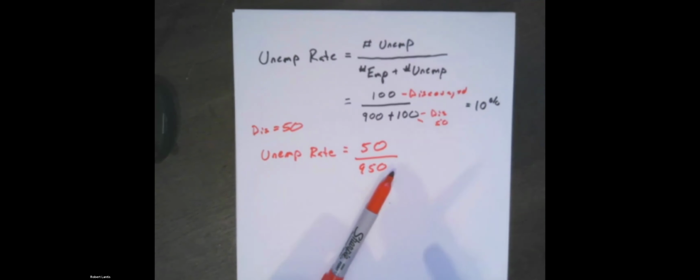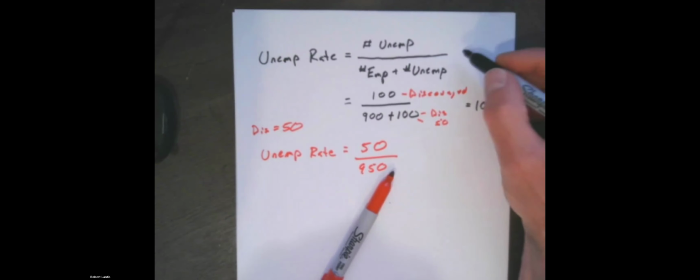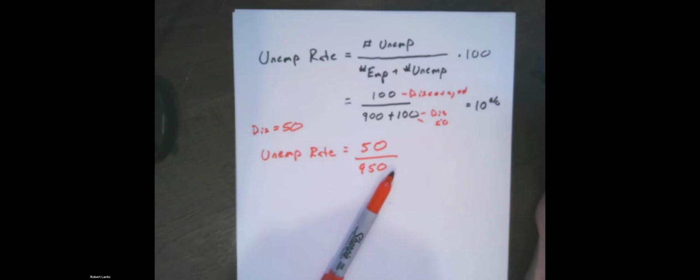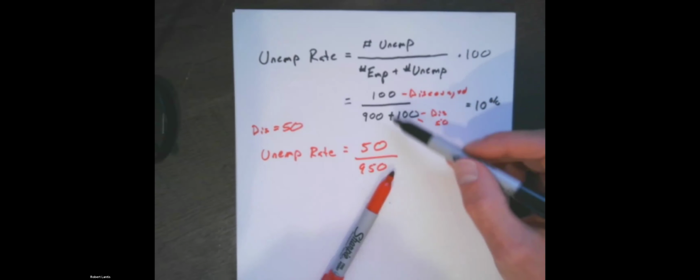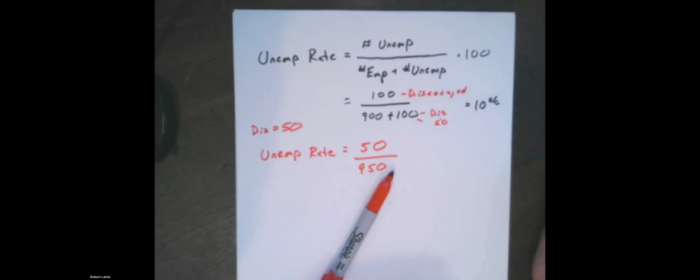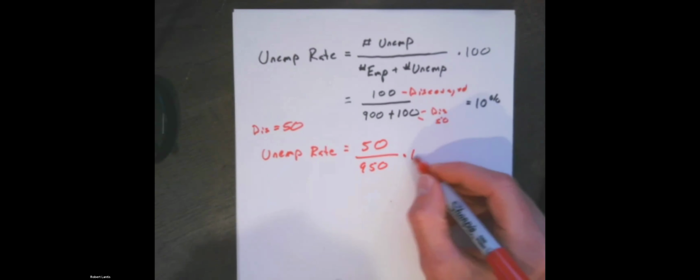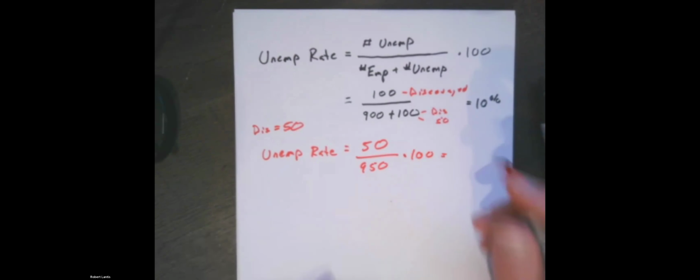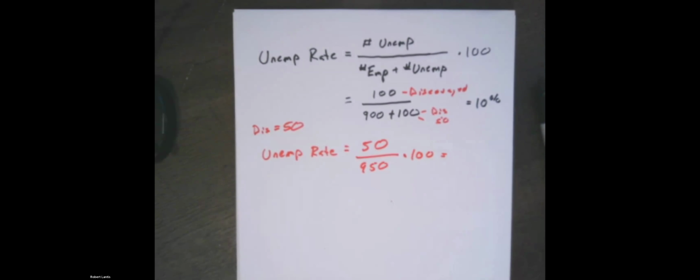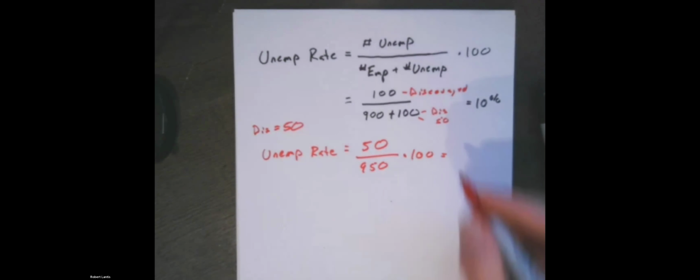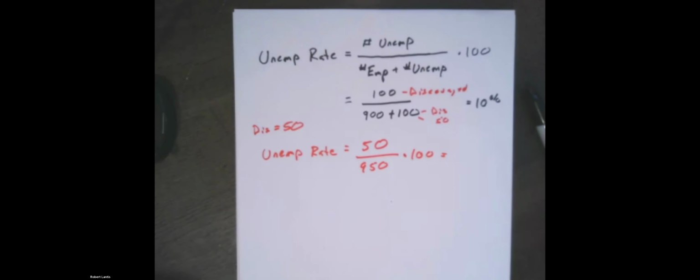Now, I'm calculating the rate here. We can always calculate the rate, but if we want it as a percentage, we would need to multiply it by 100. So if I find this ratio, it's 0.1, and I multiply by 100 to get 10%. Same idea down here: if I want to turn this into a percentage, I would multiply by 100. So 50 over 950, my new unemployment rate is 5.3%.